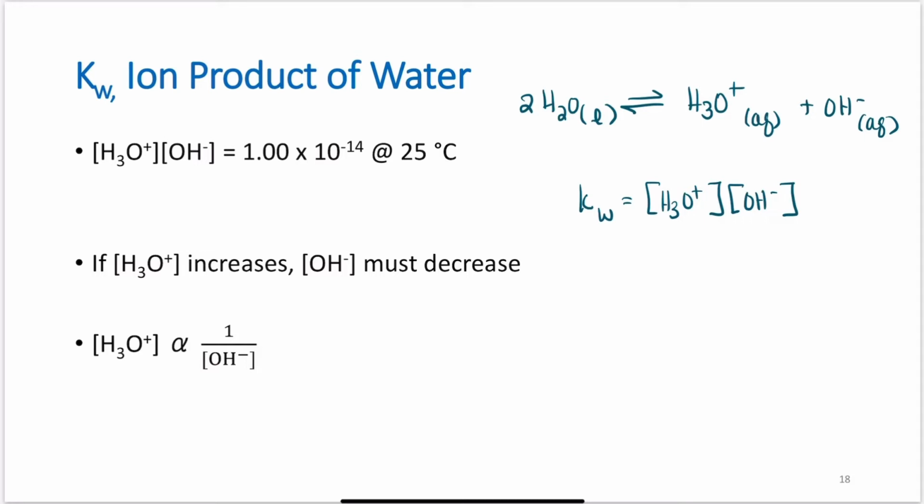Because water is a liquid, we're not going to include that in our equilibrium expression, right? It's not changing overall. Only 1 in 10 million water molecules undergoes this. It's a very small amount compared to the entire amount of water liquid that's actually present. But at 25 degrees C, this value exactly equals 1 times 10 negative 14.